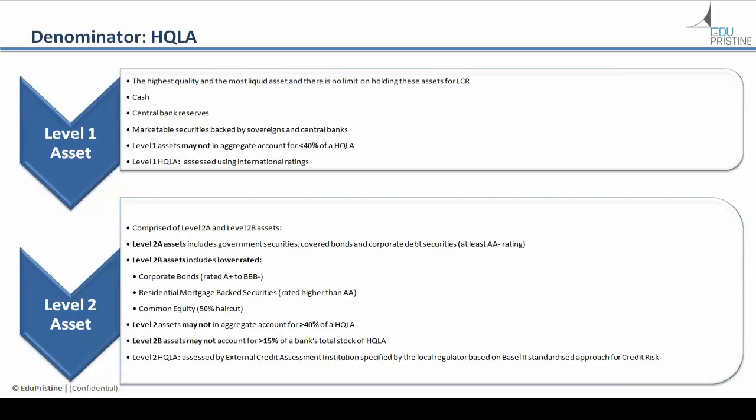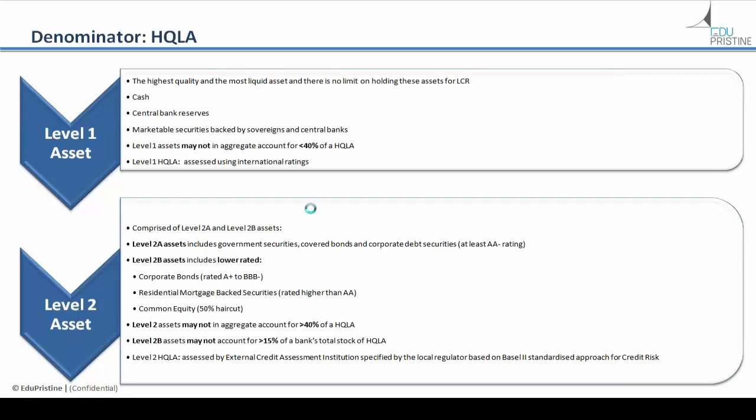The underlying caveat for all of this is that level 1 assets may not in aggregate account for less than 40% of your HQLA. So of your total HQLA, a minimum of 40% has to be level 1. Of the remainder, level 2 cannot be greater than 40%, and level 2B cannot be greater than 15%. So what they're basically forcing you to do is to ensure that you have high quality liquid assets under level 1, which will primarily be the ones which will save any bank under stress.